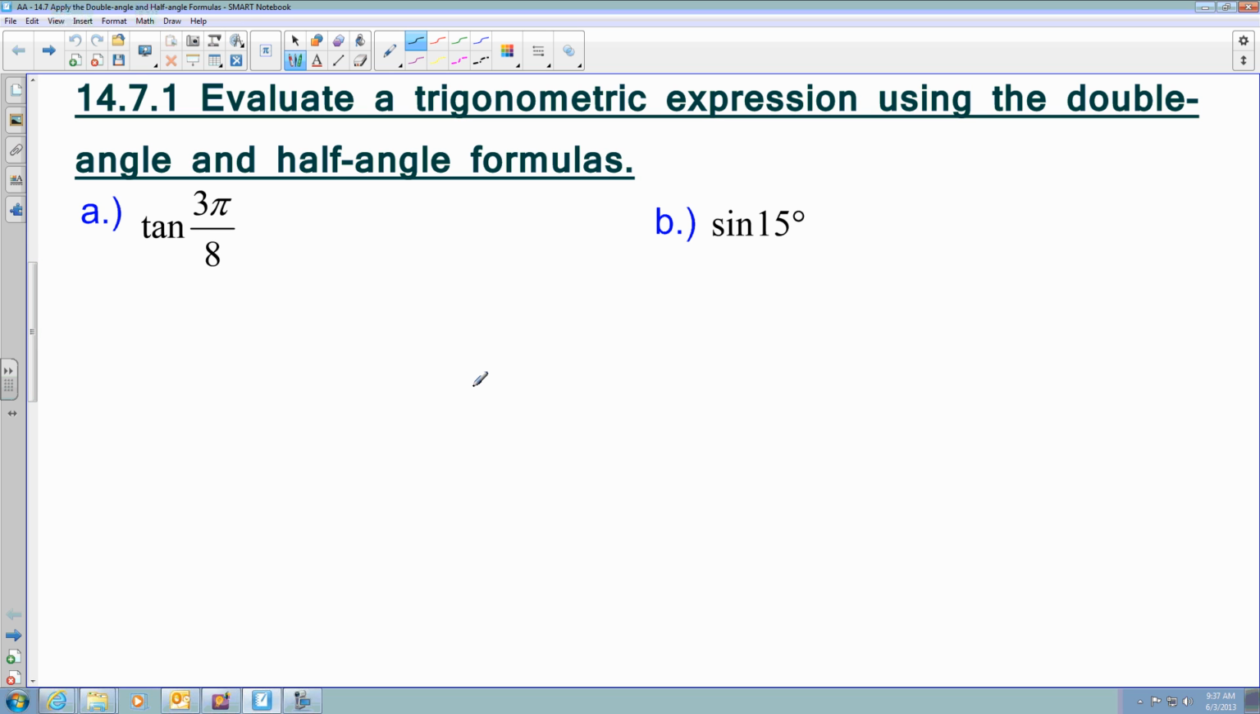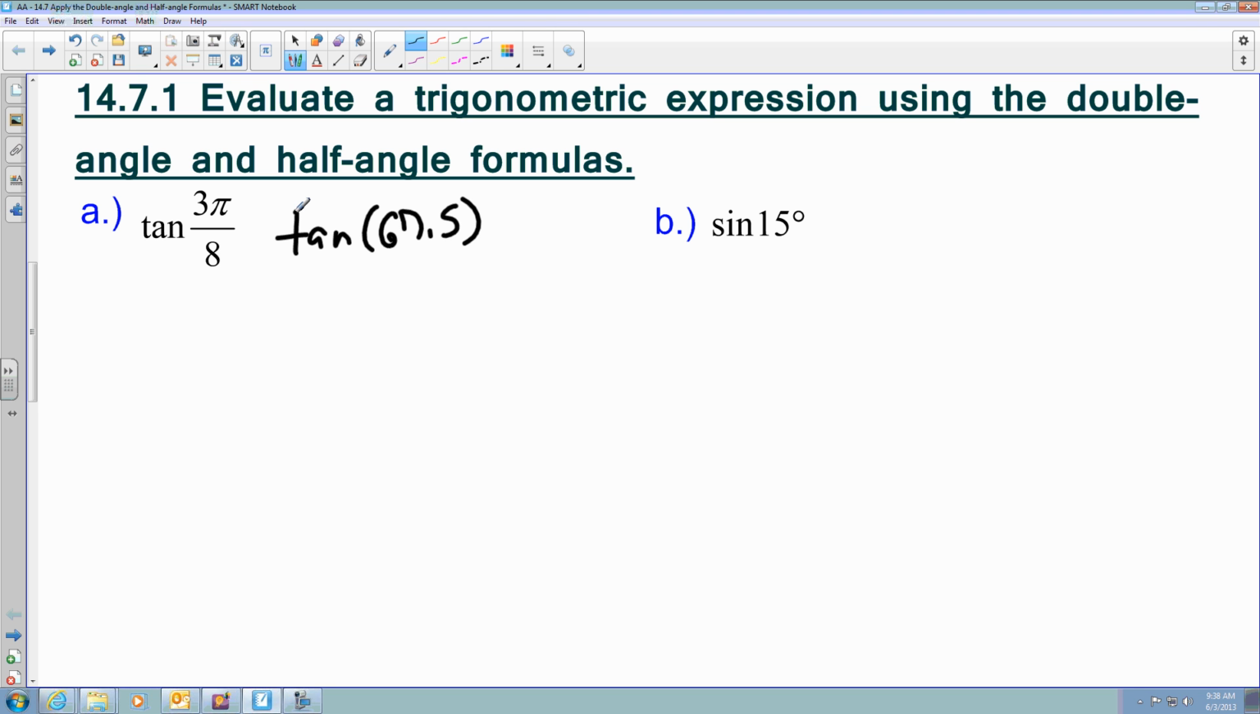I want you to evaluate the trig expression using either double angle or half angle formulas. The first one is the tangent of 3 pi over 8. I'm just going to convert this to degrees. So this is the tangent of 67.5. That's what 3 pi over 8 is going to give us. Just using 67.5 is not going to give us a clean answer. You're going to get an approximation, but we want to find the exact value of the tangent of 67.5.